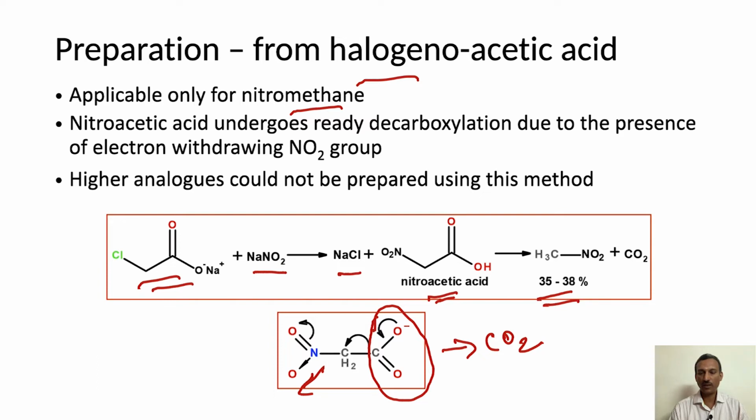In other words, this reaction is not a very efficient reaction. Even for primary alkyl nitrate, that means for the nitroalkane, we only get close to 35% yield. So this reaction generally does not give a good yield for higher analogs. So that's the reason this method is not used to prepare higher analogs.